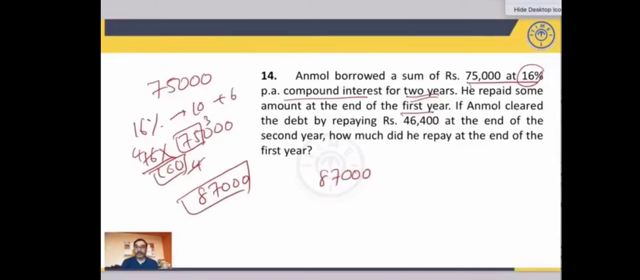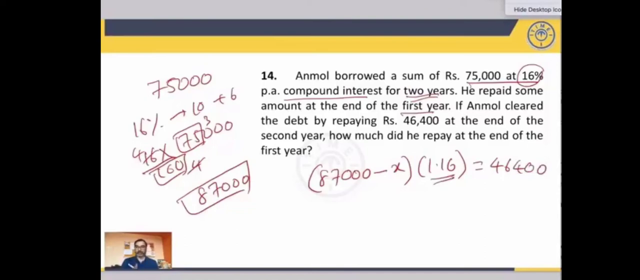He repaid some money. How much money he repaid, we don't know. Minus X. On this, again interest is calculated for the next year at 16%. 16% will be how much here? Into 1.16. This must be equal to 46,400.